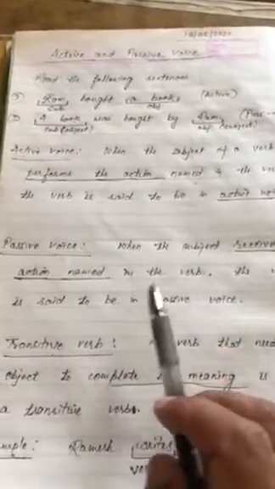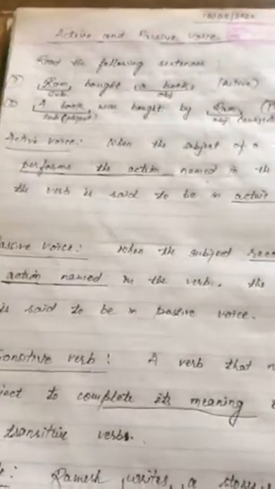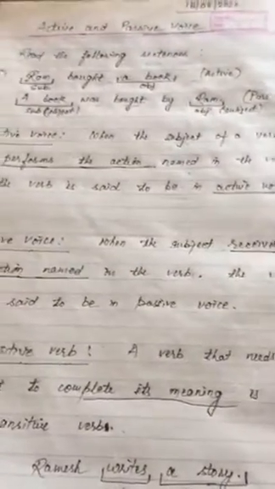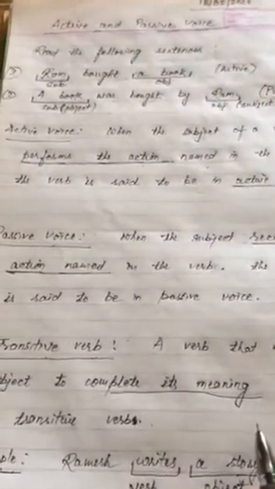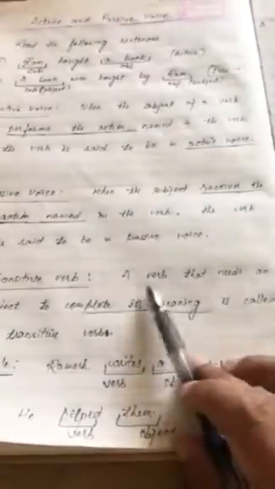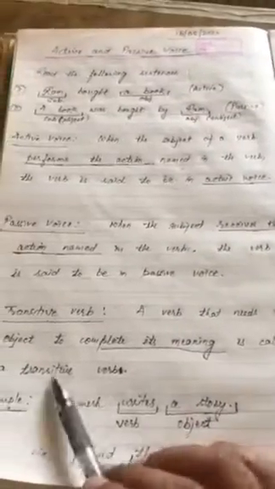Now there are some basic rules, or you can say some basic things which you need to understand before starting the rules of the voice chapter. First of all, you must know that there are two types of verbs. The first one is your transitive verb and the other is your intransitive verb. It is very, very important to understand this point. First try to understand what is a transitive verb. A verb that needs an object to complete its meaning is called a transitive verb.